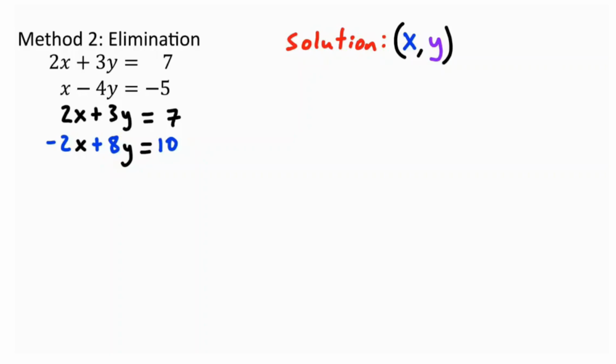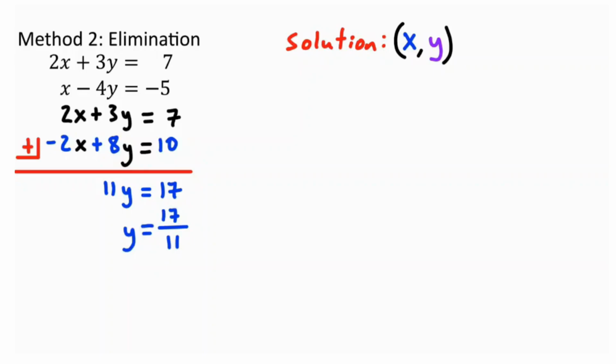You want to make sure you check here that you multiplied the second equation by -2 correctly. Then after that, we'll add straight down. The 2x plus a -2x should cancel to be 0. And then 3y plus 8y gives you 11y, and 7 plus 10 gives you 17. Then divide both sides by 11 to get y equals 17 over 11.